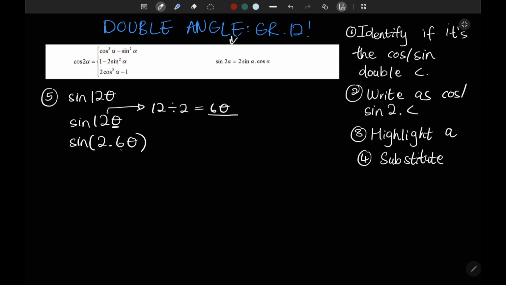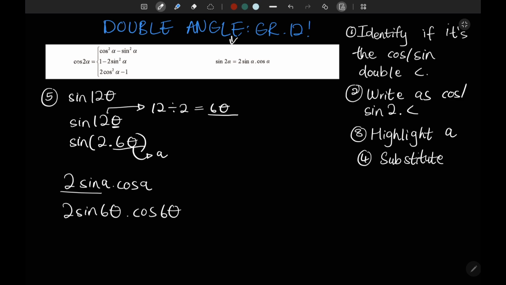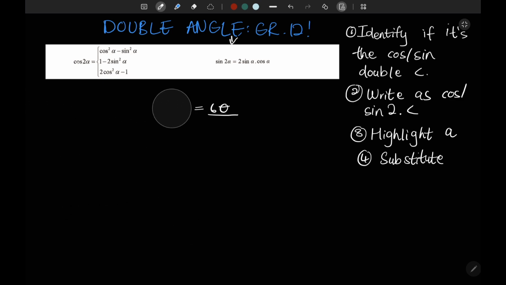Step 3, highlight your alpha. Sine 2, that is your alpha, 6 theta. Step 4, substitute. The information sheet told us that for the sine double angle, we have 2 sine alpha times cos alpha. So write this 2 sine, what is your alpha? 6 theta, times cos, what is your alpha? 6 theta. And that is how you solve that one. Let's try the last example.